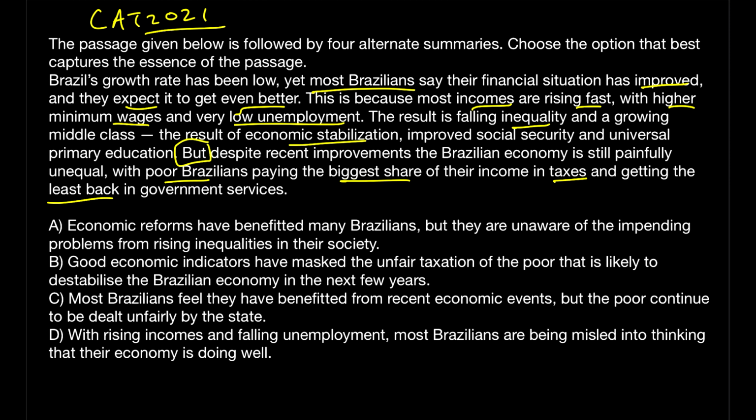So option A, economic reforms have benefited many Brazilians. But they are unaware of the impending problems from rising inequality in the society. Please pay attention that the problems are not rising from the inequality, rather the problems with the poor are causing inequality.